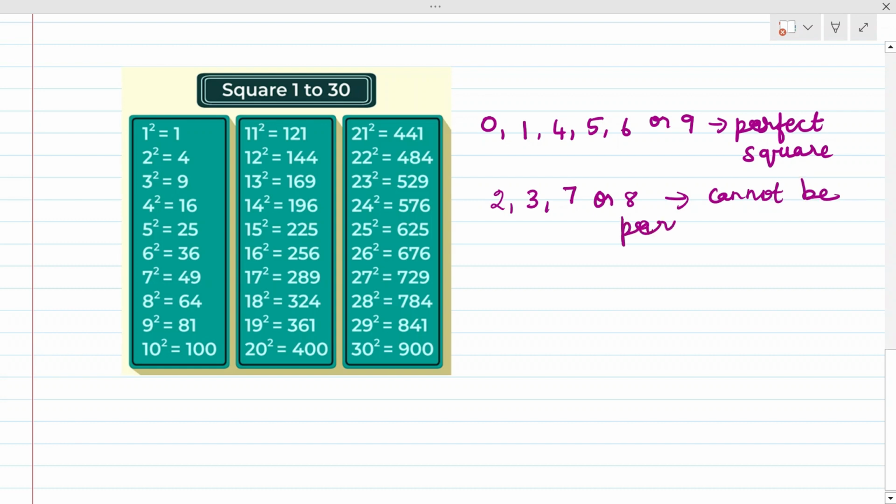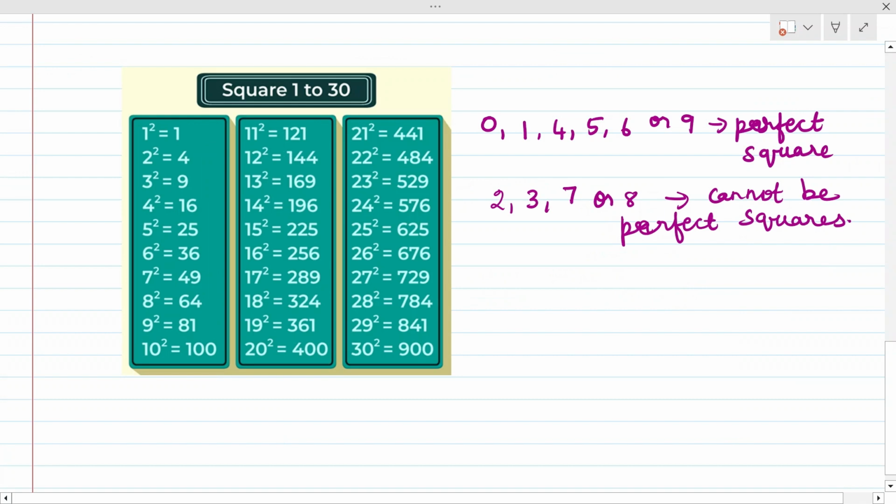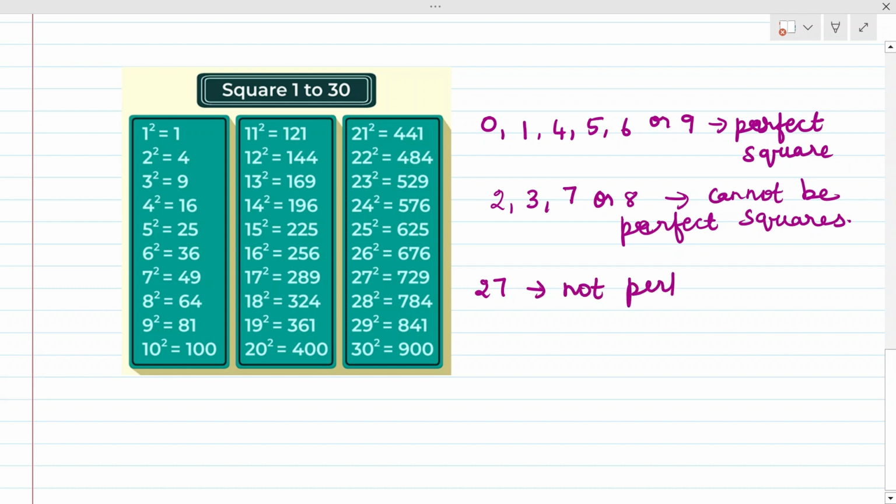So please remember this. The numbers which are ending with 2, 3, 7 or 8 cannot be perfect squares. So on seeing only, I can say 27 is not a perfect square. Why? Because it is ending with 7. So if I see a number which is ending with 2, 3, 7 or 8, I can stop doing the calculation to find out whether it is a perfect square or not, because they cannot be a perfect square.